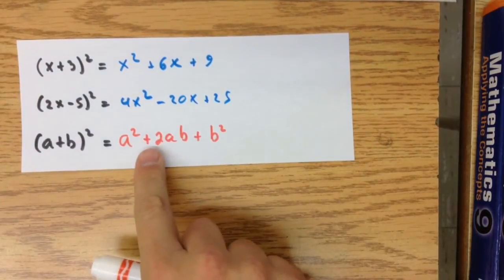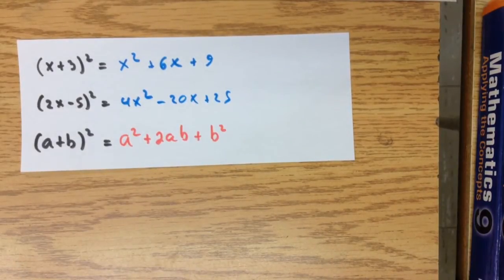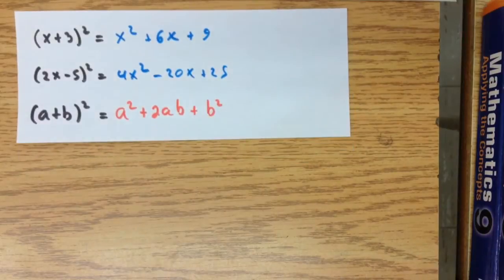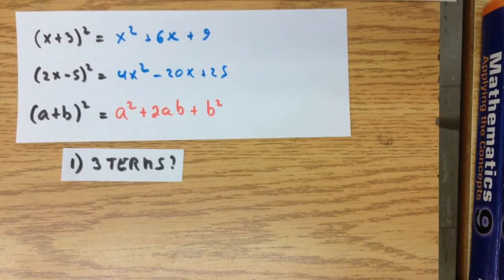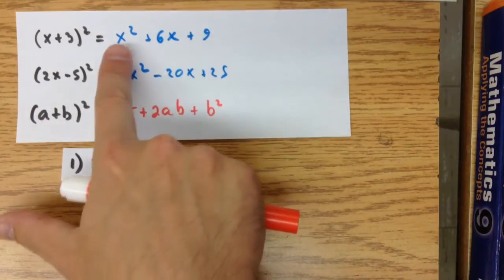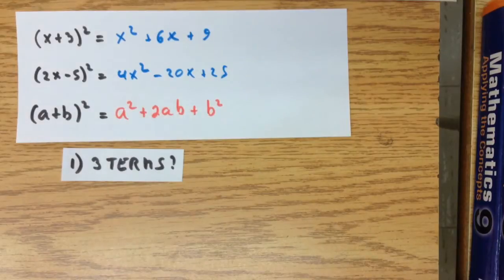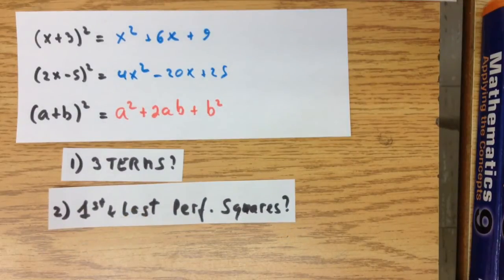And of course, if that ends up being a minus, it's a minus b, but that will work on its own. So what do you notice about these three things? Well, there are 3 terms. Also, you've noticed that the first and the last are always perfect squares. That's 1, that's 3, that's 2, that's 5, and that's a and that's b. So the first and the last are perfect squares.